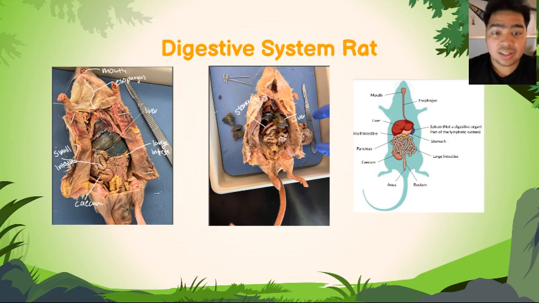The large intestines contain a special area called the cecum, which specializes in breaking down plant material, and the large intestine is primarily responsible for absorption of water.